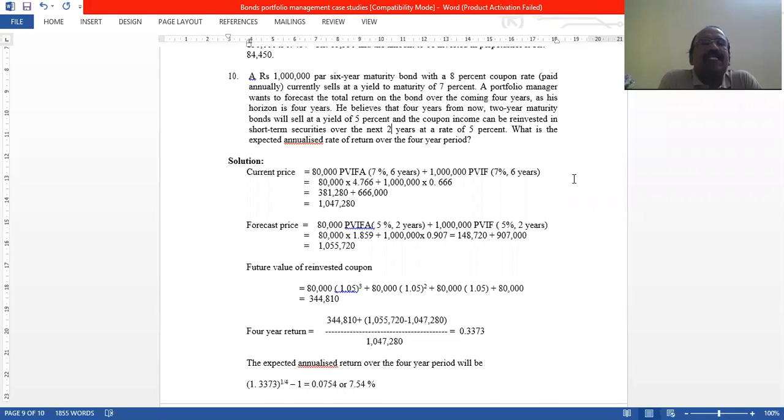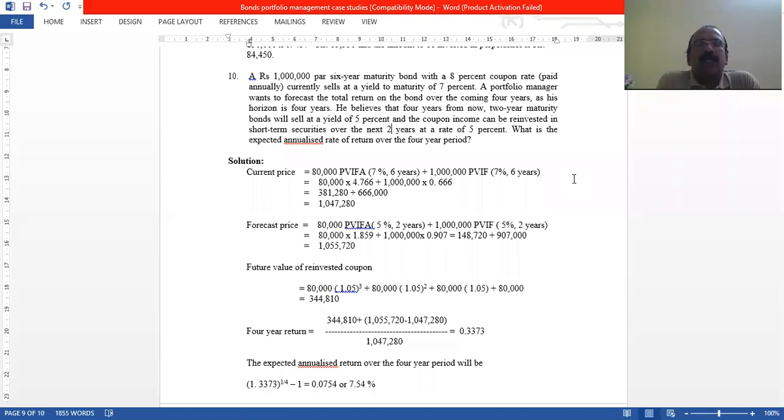That is, we are calculating the future value of the interest payment. So you are investing for next 3 years. You will be receiving at the end of the first year. So you will be reinvesting after a third year. So 3 years you are going to reinvest. So 1.05 power 3. Then second year, 80,000 into 1.05 power 2. 2 years you are reinvesting. Third year, you are reinvesting for 1 year. Fourth year, you cannot reinvest because you will get back your interest. So your total value of reinvested interest is 3,44,810.